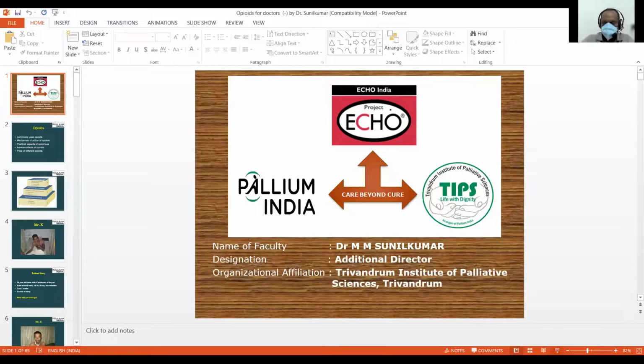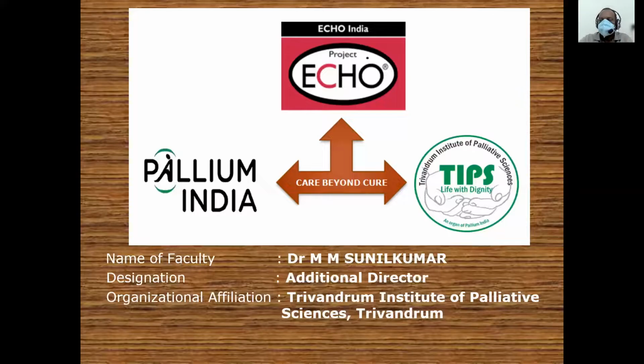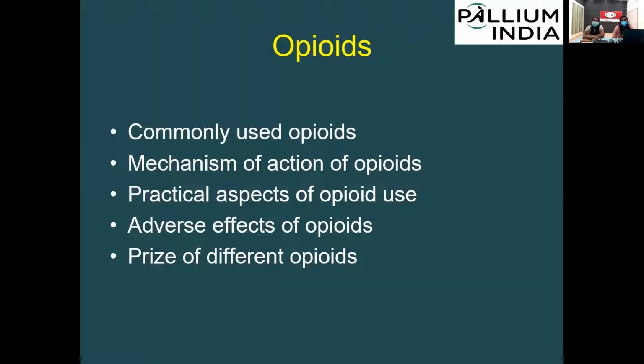So this is what we are going to cover today. What are the commonly used opioids? What is the mechanism of action of opioids? And the practical aspects are one of the important things, because when you use opioids, you will have many doubts. So we'll discuss some of those. And what are the adverse effects of opioids, which we need to understand.